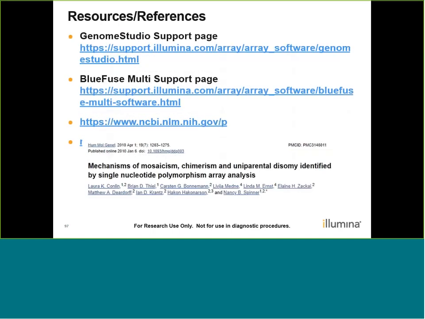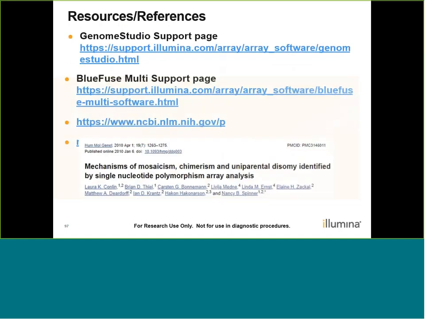So we've added some resources to the end of our presentation. The Genome Studio and the BlueFuse Multi support pages are cited here. I also wanted to cite a publication, Mechanisms of Mosaicism, Chimerism, and Uniparental Disomy, which is a distinctive kind of copy-neutral loss of heterozygosity. These are identified and discussed in this publication. It's a nice paper. So that's our presentation for today.